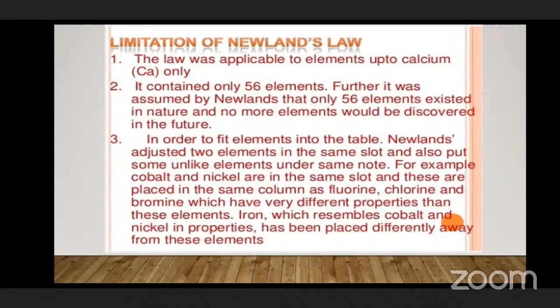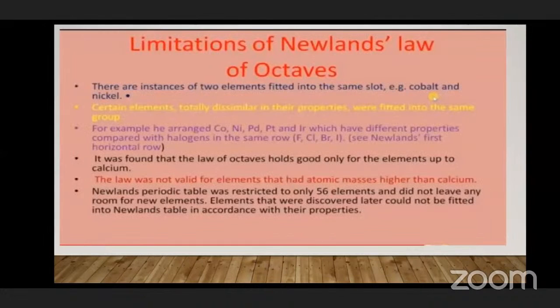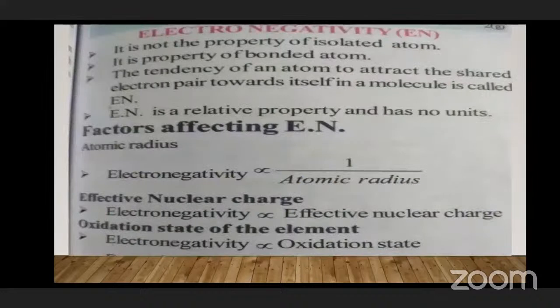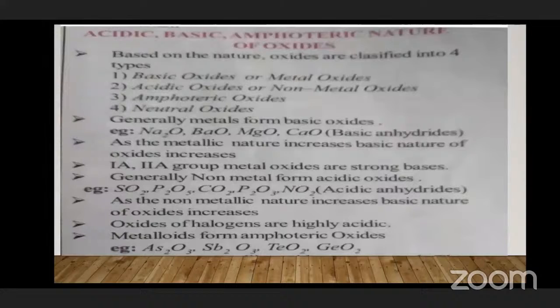Okay, so children, physical properties. These are the acidic, basic, and amphoteric nature of oxides. Neutral oxides are also present, like carbon monoxide. It is a neutral oxide. It does not have acidic nature or basic nature here itself. So acidic nature, basic nature, amphoteric nature of oxides.